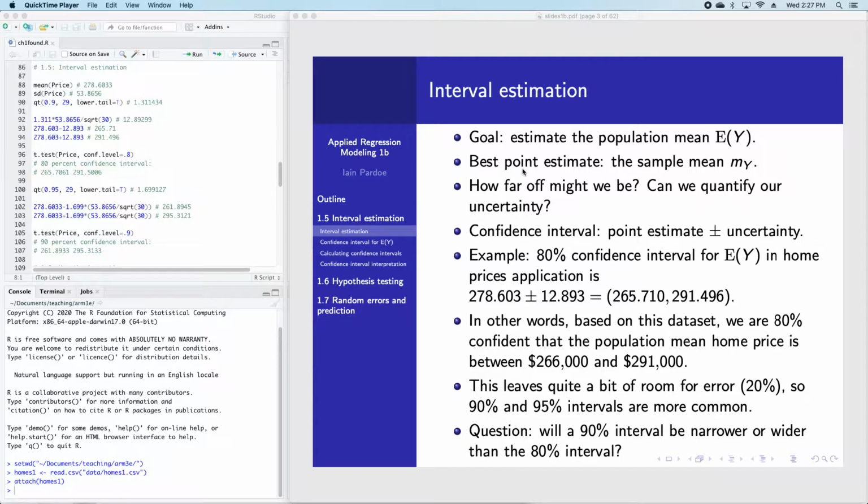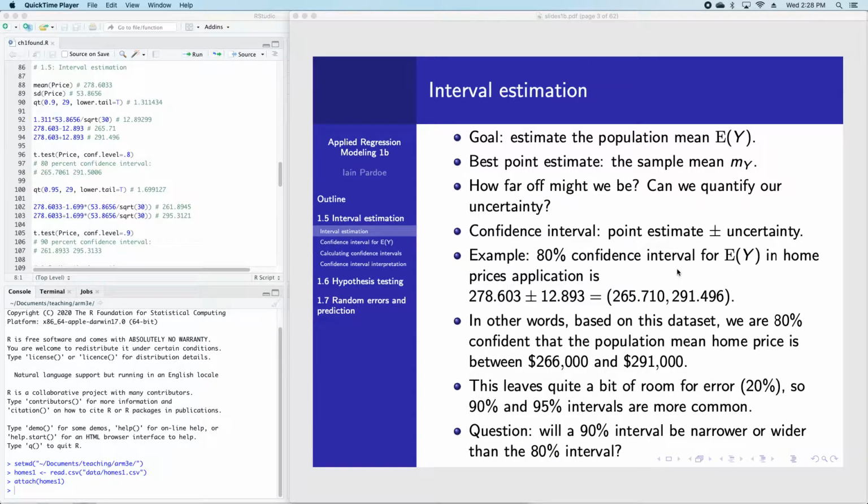But because we just have a random sample from the population, our sample mean is unlikely to match the unknown population mean exactly. It's going to be off by a little bit. So how far off might it be? Well, it would be nice if we could quantify that uncertainty. And the way that we quantify that uncertainty is with a confidence interval, which is centered at the point estimate, and then we add and subtract an amount of uncertainty to give us an interval.